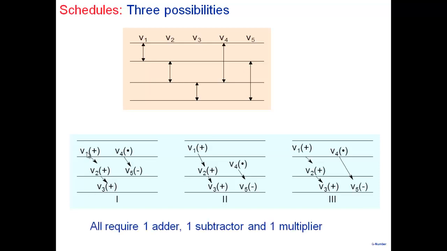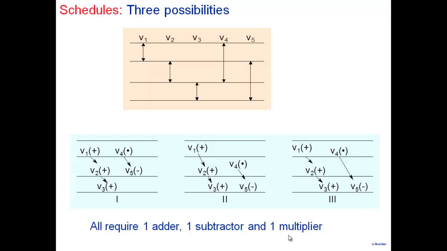Well, if we look at it, all require one adder, one multiplier, one adder, one subtractor. So if we look at the resources required, I require an adder and a multiplier here in the same clock cycle. So I need at least one adder, one multiplier. If I look at this, I require an adder and a subtractor. So I require one more subtractor. So we can see all 3 require one adder, one subtractor, one multiplier. So in terms of resources, they all are the same.